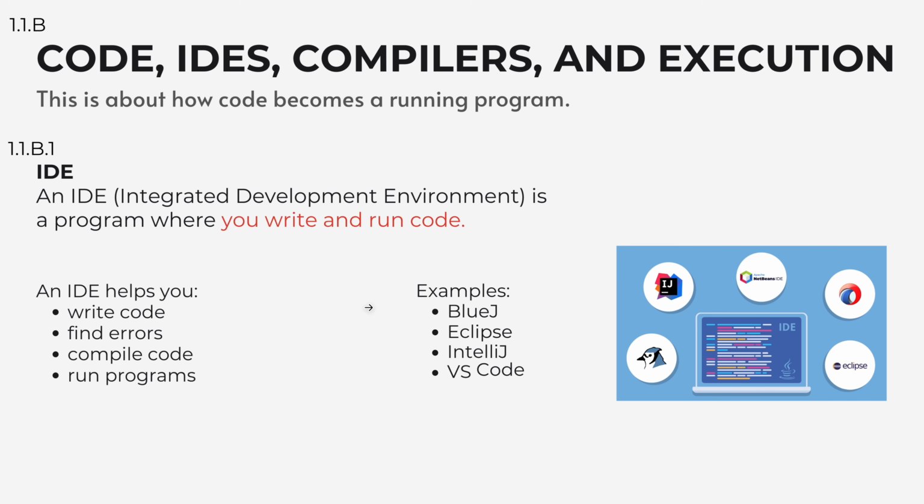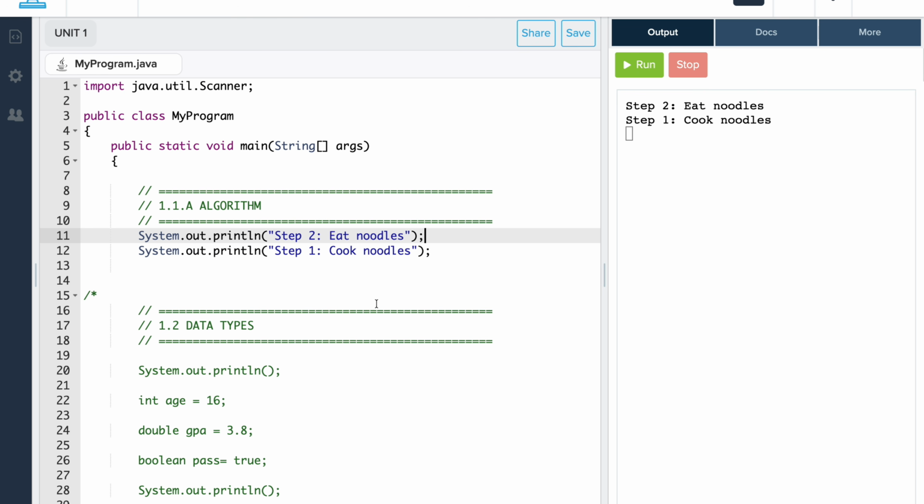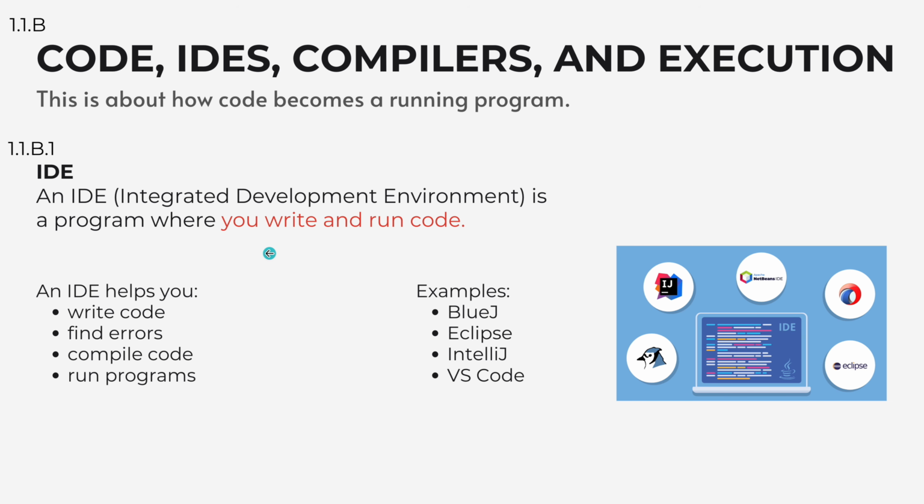Next, there are code, IDEs, compilers, and executions. Where I just coded is an IDE, an integrated development environment. This is where you write your code and run your code. Other IDEs include BlueJ, VS Code, and so on. An IDE helps you find your errors, write code, compile the code, and many more things.